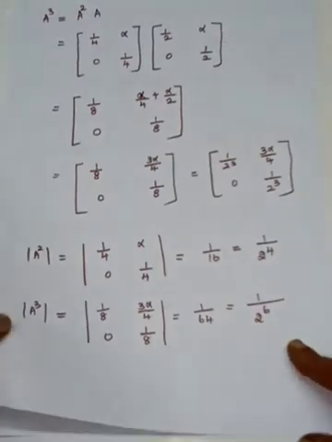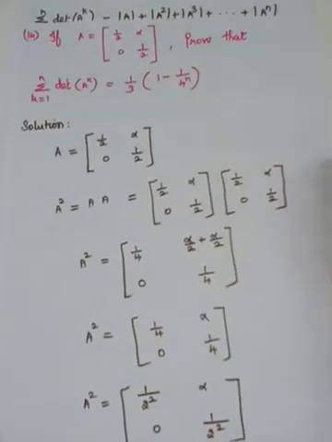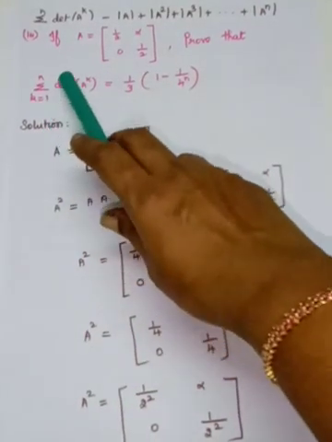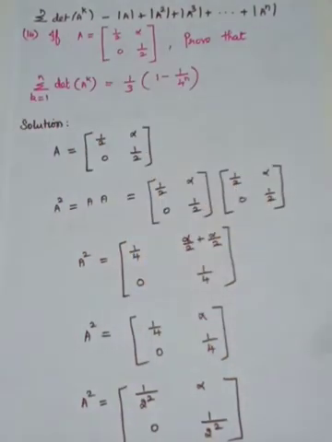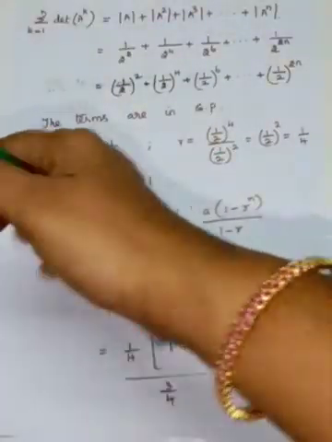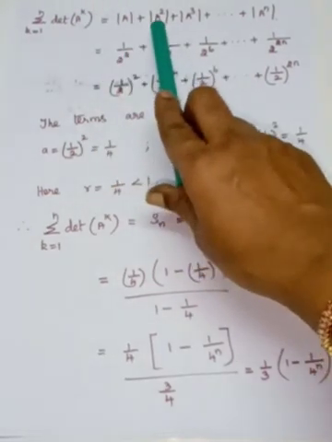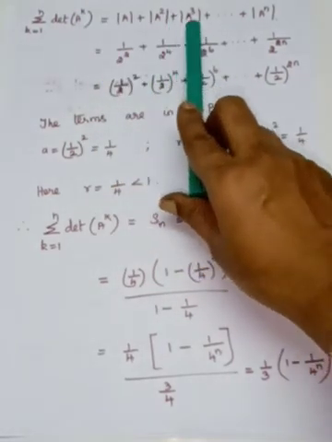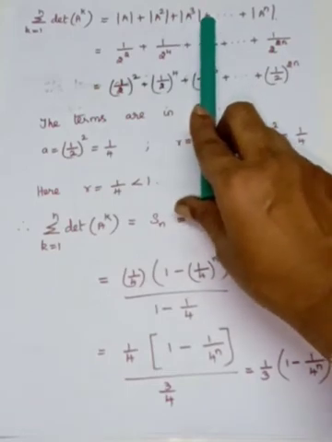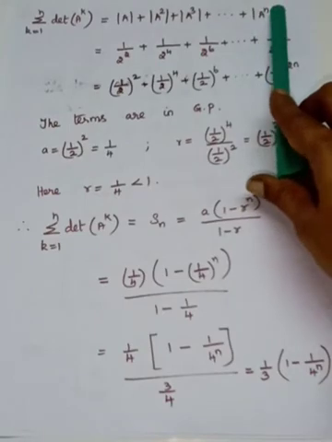Okay, so now what is asked? It's a summation of, k is equal to 1 to n, determinant a power k. So if you expand, when k is equal to 1, if you substitute, it is determinant a. When k is equal to 2, it is determinant a squared, plus determinant a cube, determinant a power 4, etc. Finally, it is determinant a power n.